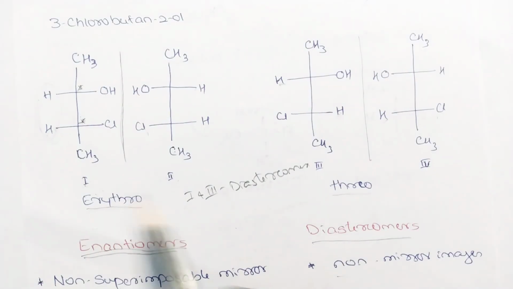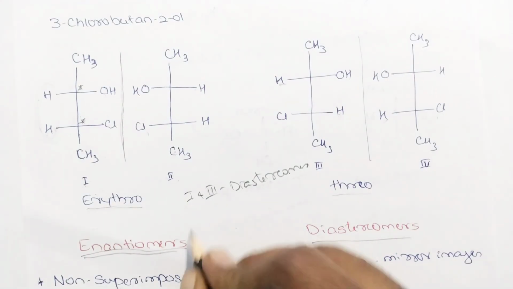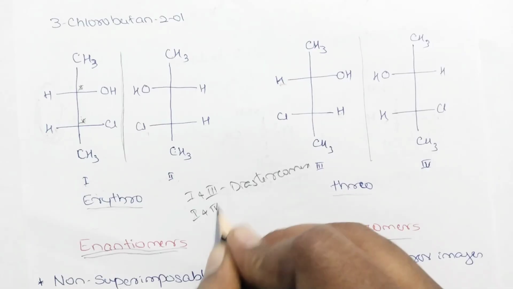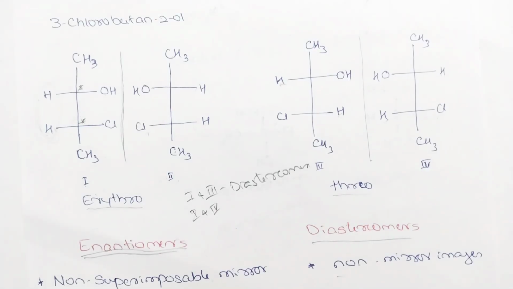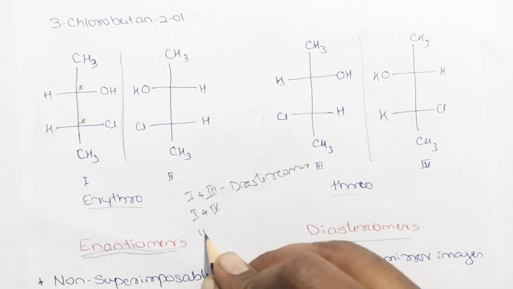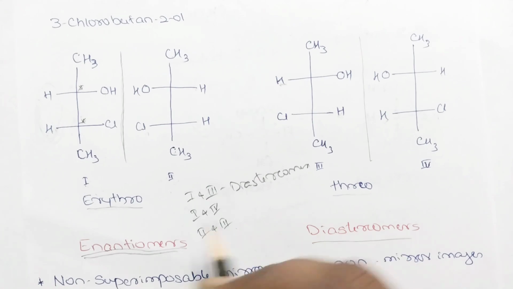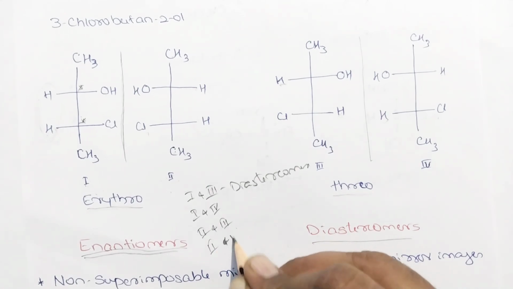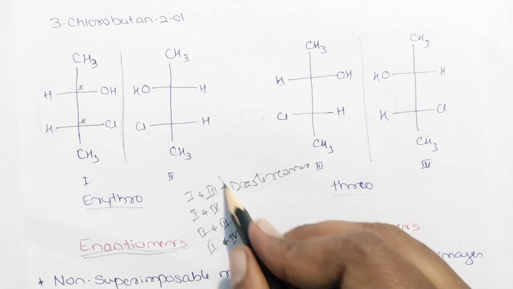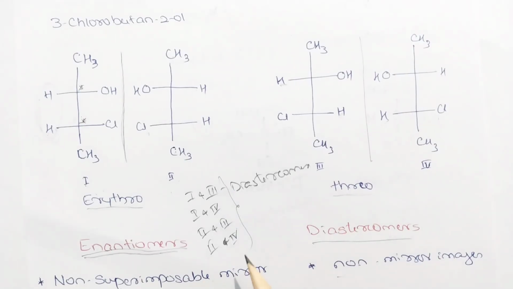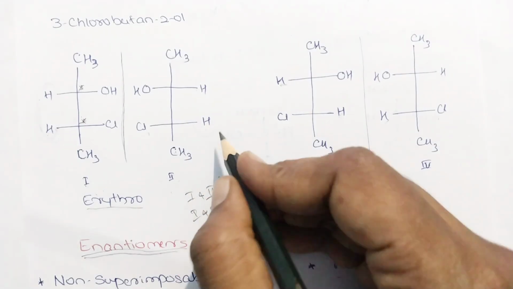Let's check for 1 and 4. 1 and 4 are also non-mirror images. 2 and 3 are also non-mirror images, and 2 and 4 are also non-mirror images. Hence these sets of molecules are called diastereomers.